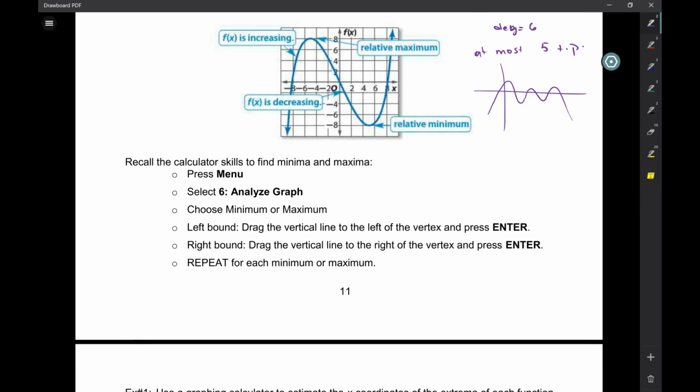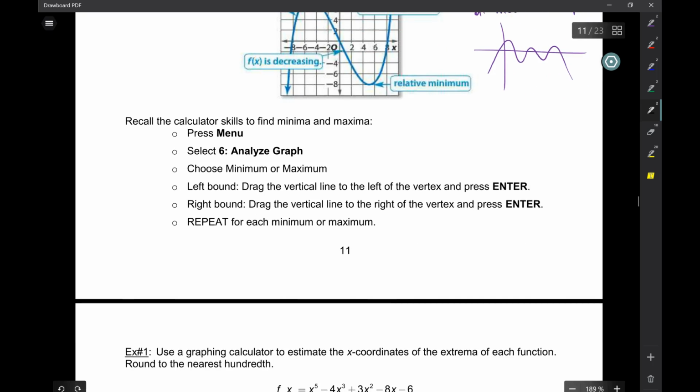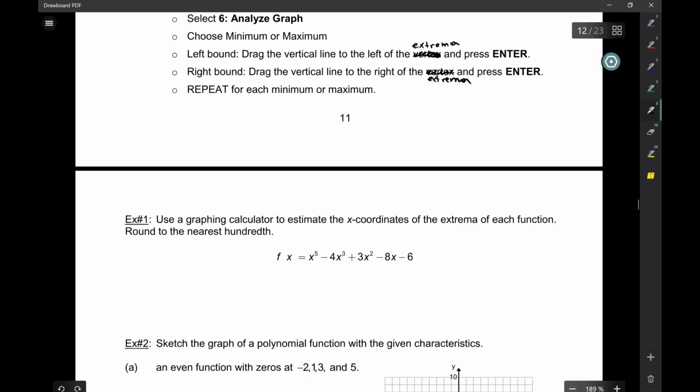You remember when we were talking about parabolas and you had to find minimum and maximum on the calculator? It's the same thing with polynomial functions. We find minima and maxima the same way. The thing is, I copied and pasted off of the parabolas page, so here it would have to be not vertex but extrema. It doesn't really matter. All right, so let's use our graphing calculators to do this one.